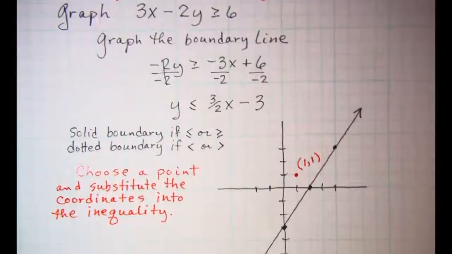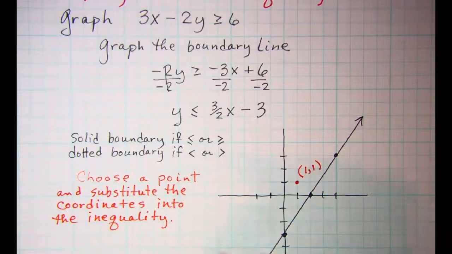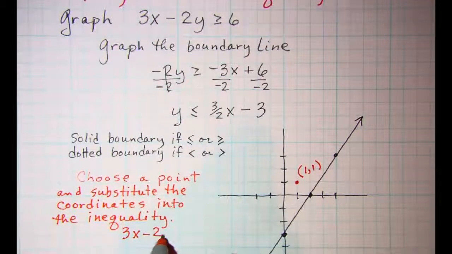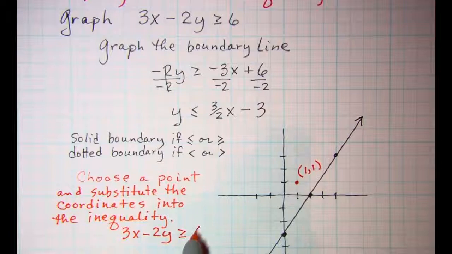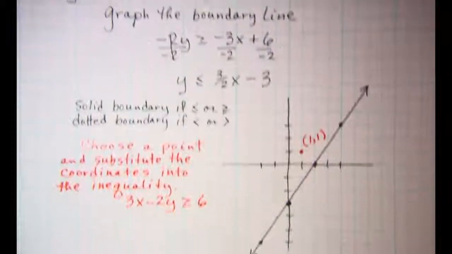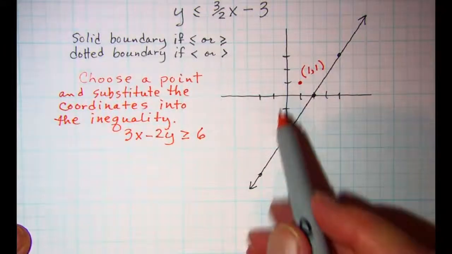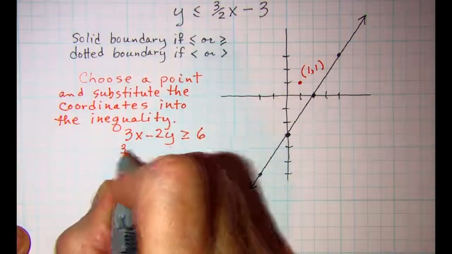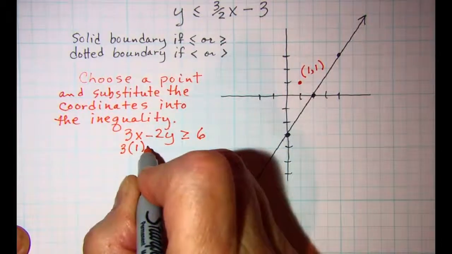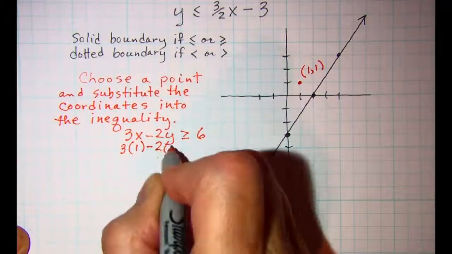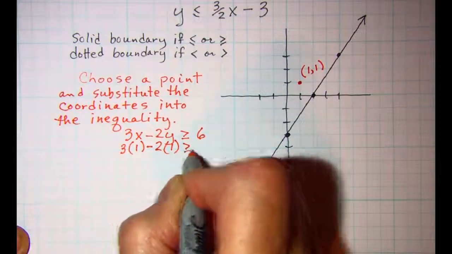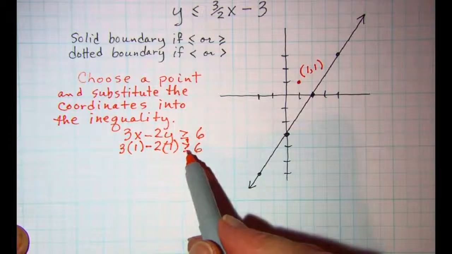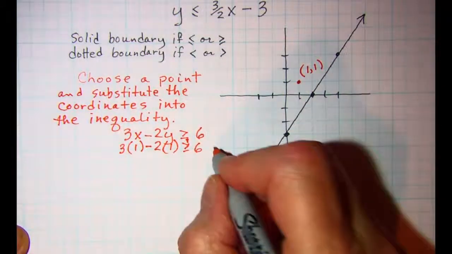So my inequality was 3x minus 2y is greater than or equal to 6. Let's substitute these coordinates in here. So we have 3 times 1 minus 2 times 1 greater than or equal to 6. And I'm going to put a question mark on that because we want to see if it's true or false.